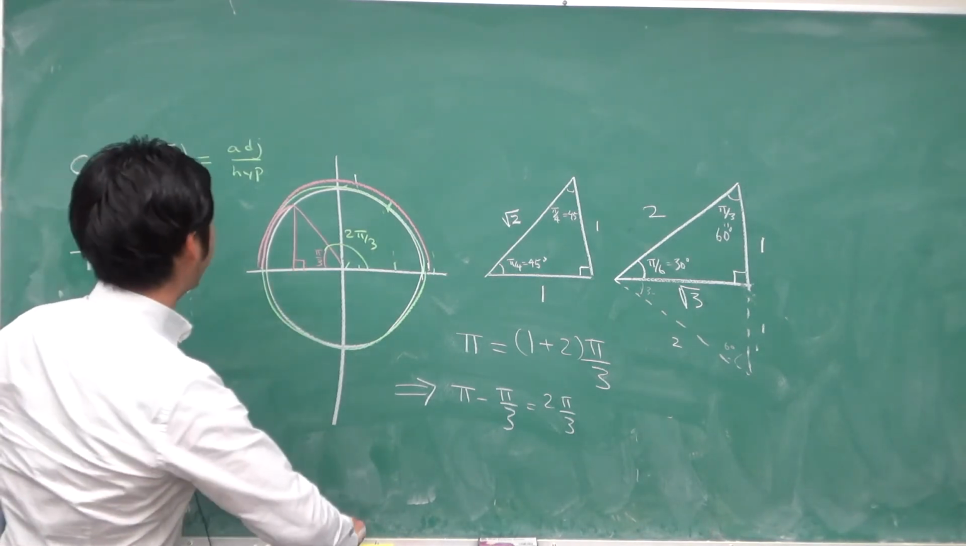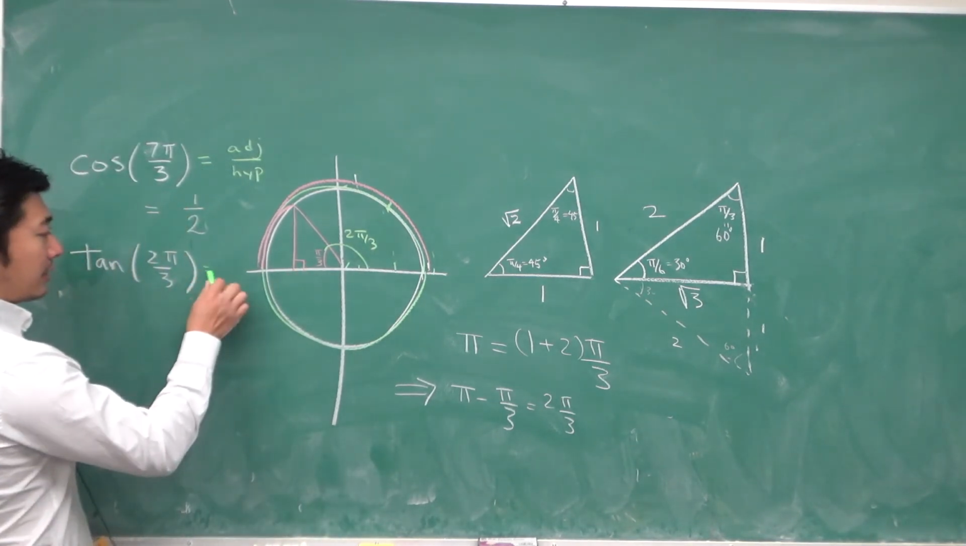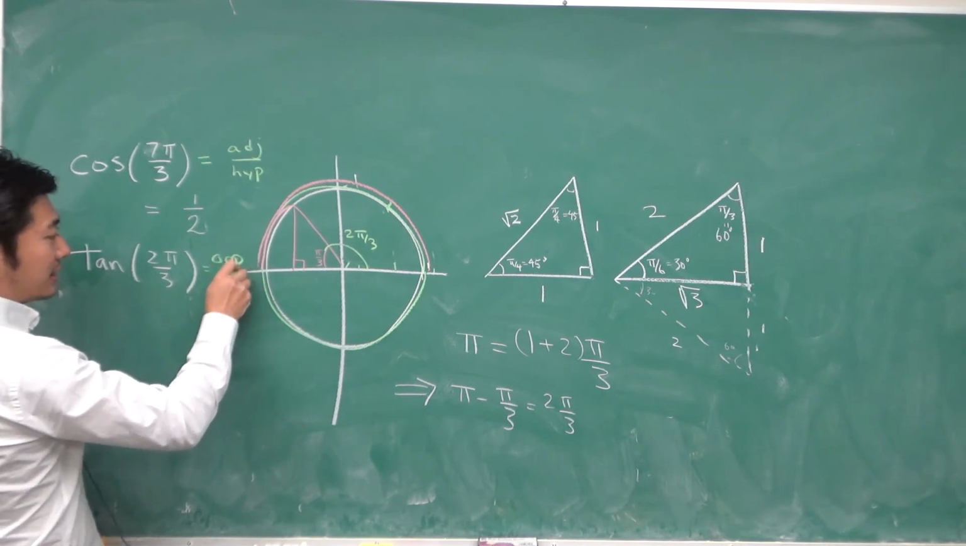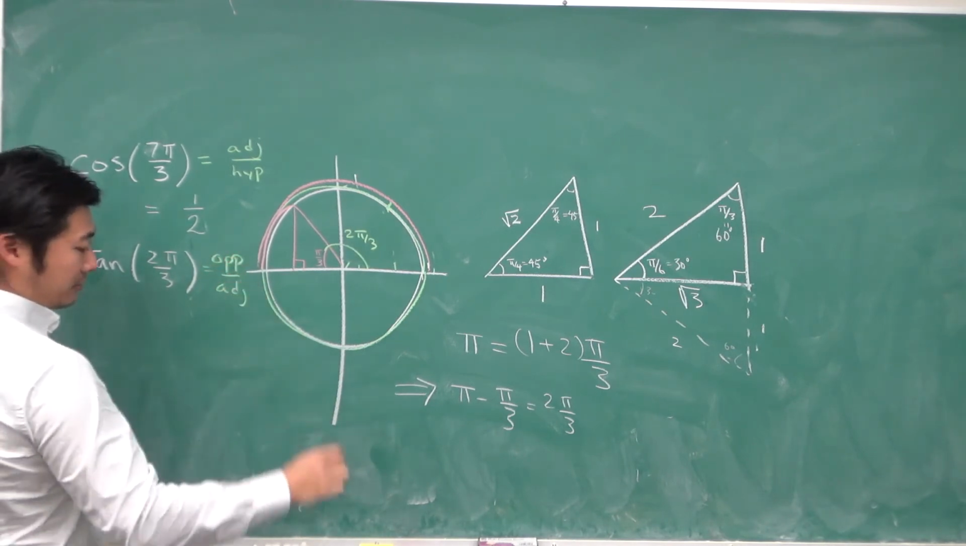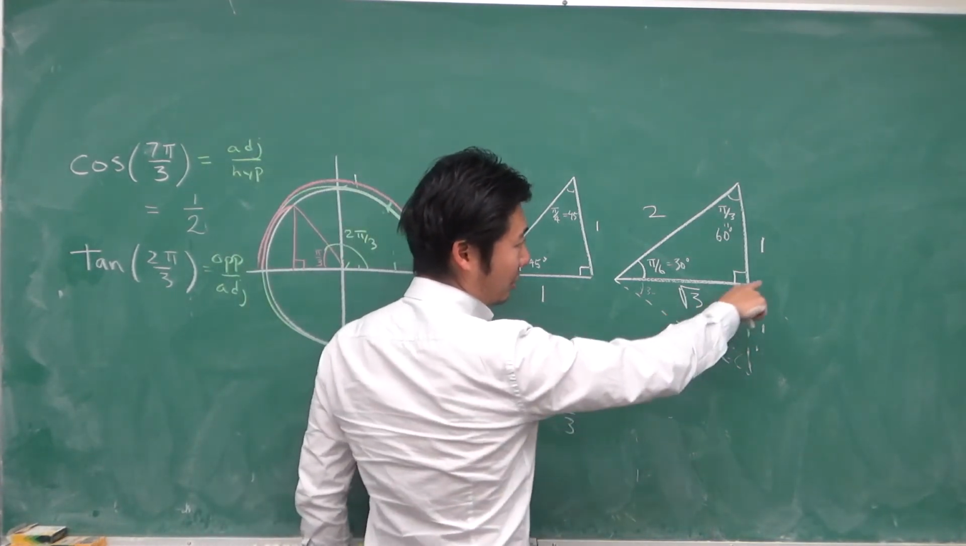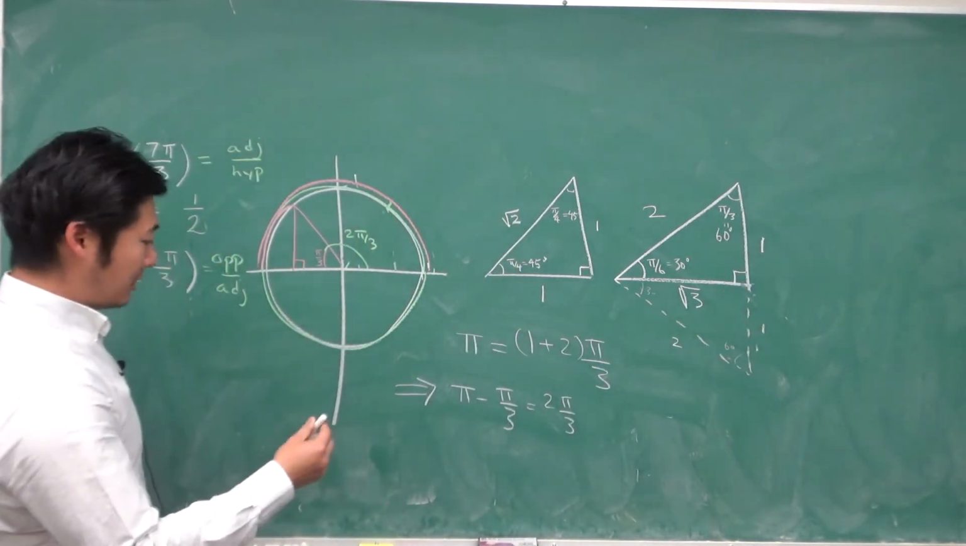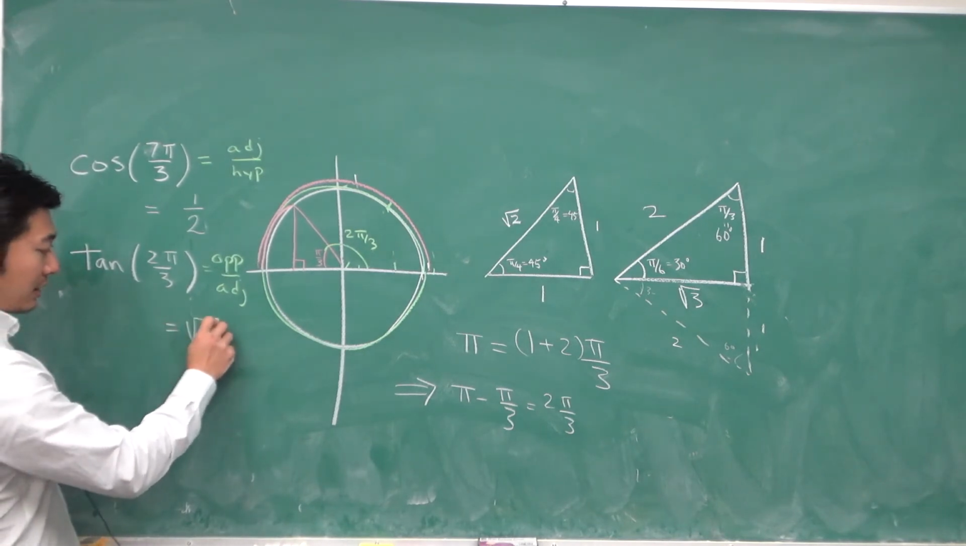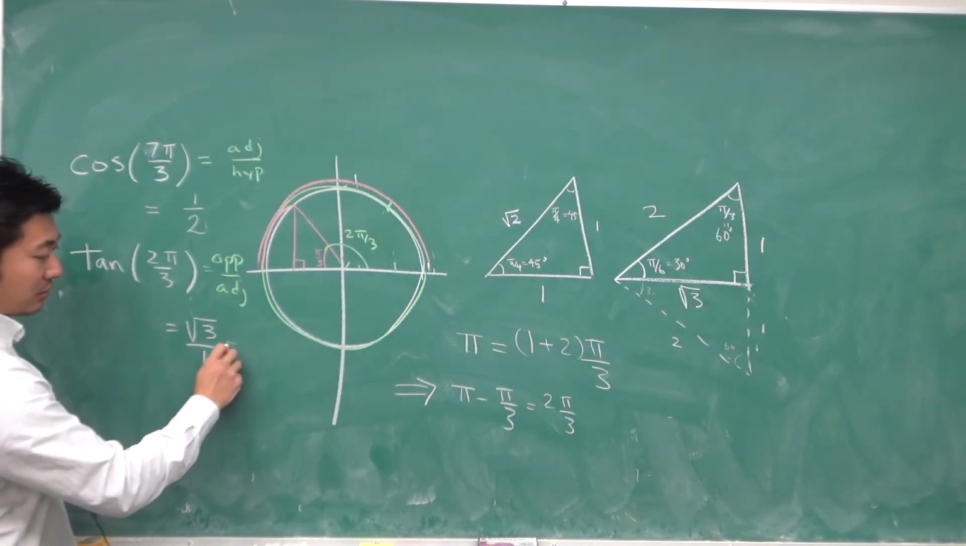Tangent is opposite over adjacent. So it's going to be opposite, which is root 3, over adjacent, which is 1. So it's going to be root 3 divided by 1, which is just root 3.